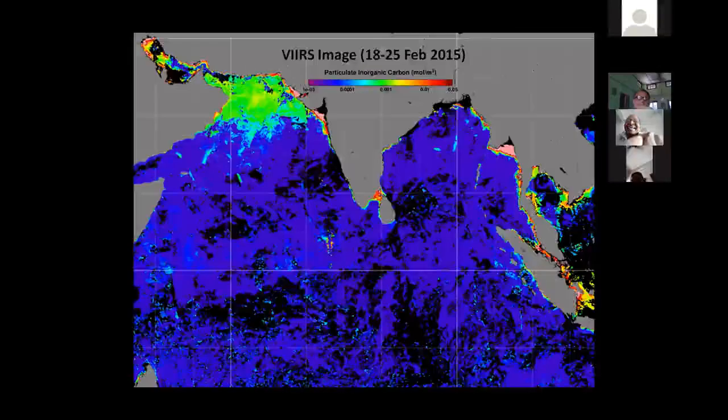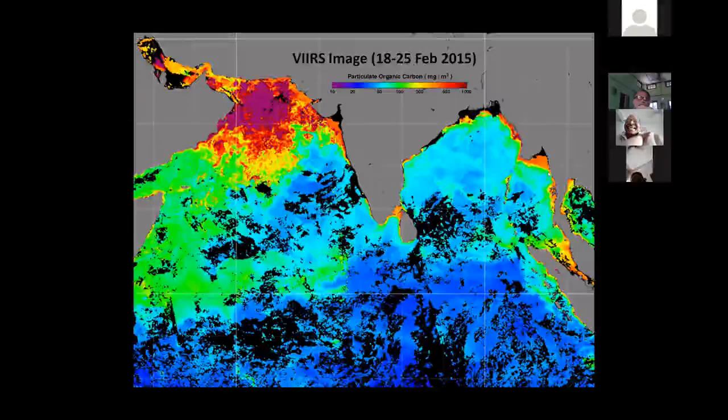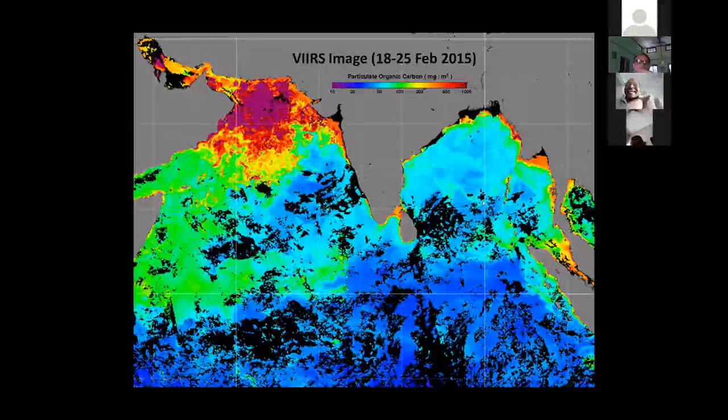These highly productive areas, you need to understand their biology. And from that, you have to know the carbon, because the ocean is always called one of the largest carbon sinks. So you will know the particulate organic carbon and inorganic carbon, and how the carbon is actually changing. That you can also understand. This is organic carbon. The previous image was inorganic carbon.